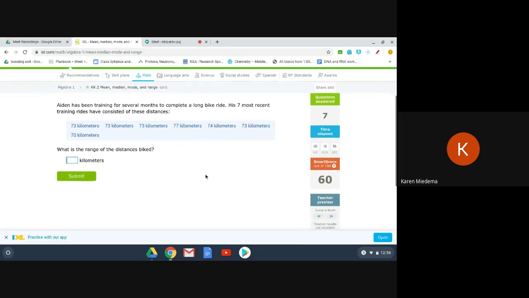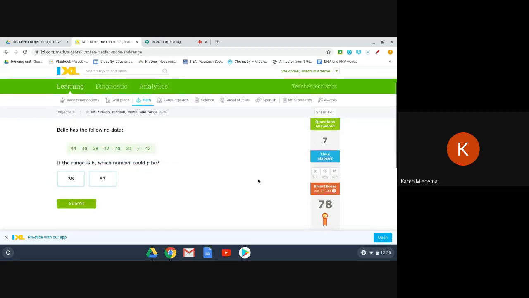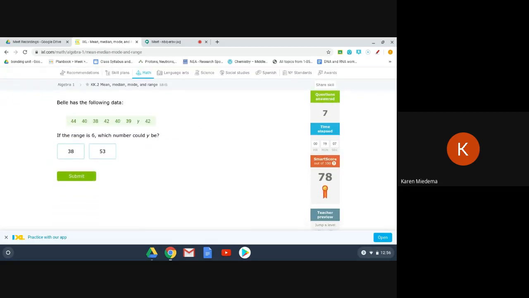Okay, again, we have another range problem. I just showed you how to do that one. So I'm just going to skip ahead to see if they get a little bit harder. Okay, something like this does get a little bit harder for you.